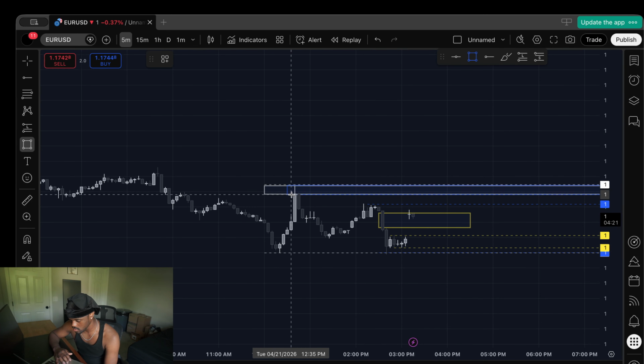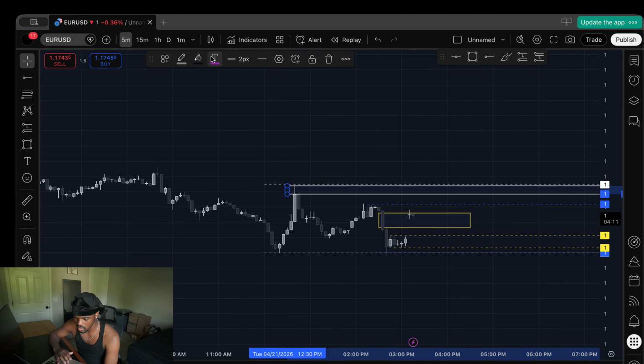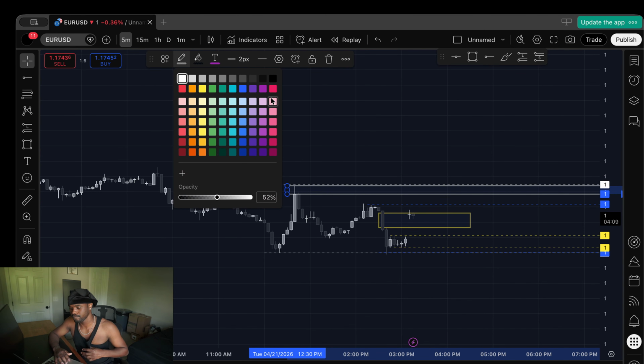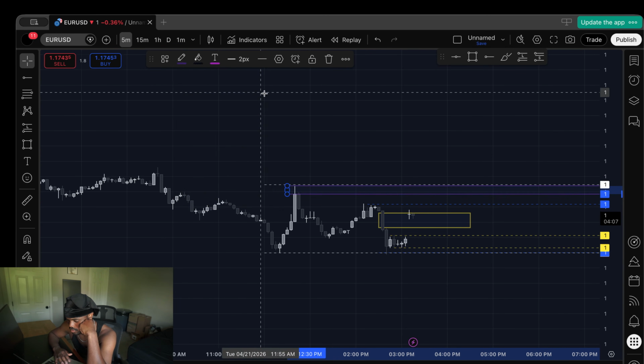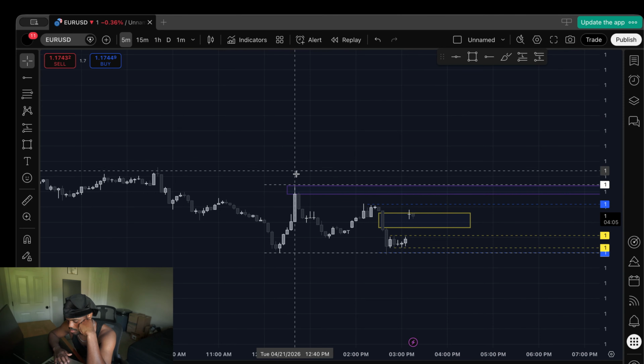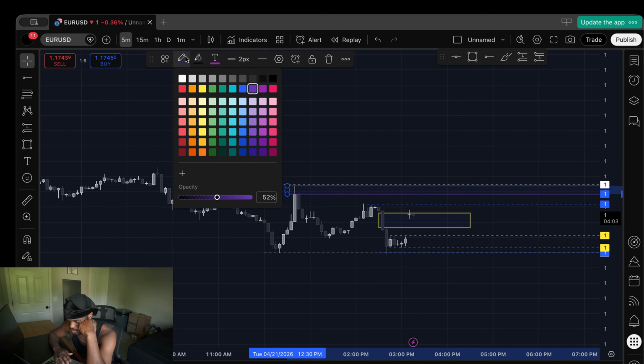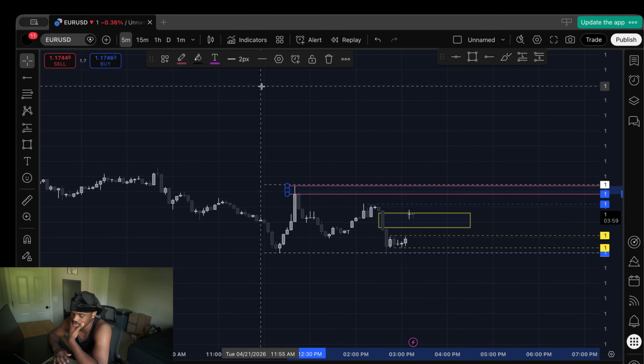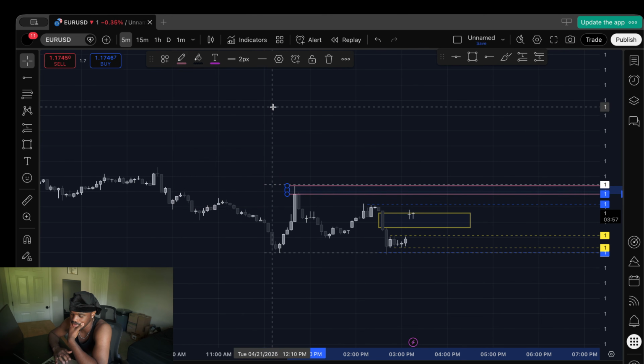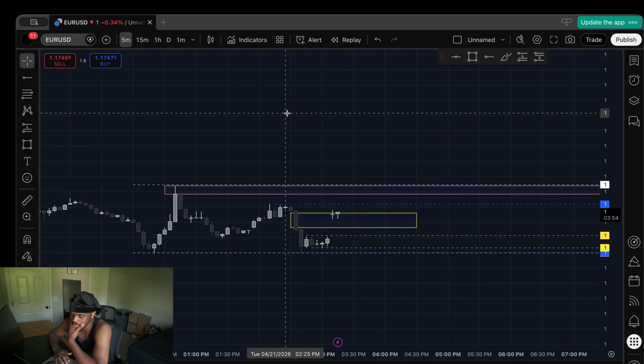Do I gotta make this like a different color? I might make it maybe black. Let's see. What color should I make this? Maybe a purple, a violet. Let's do purple. I don't like that purple color though, I'll be so real with you. Pink maybe? See what bright pink looks like. Okay, I'm rocking with this a little bit.